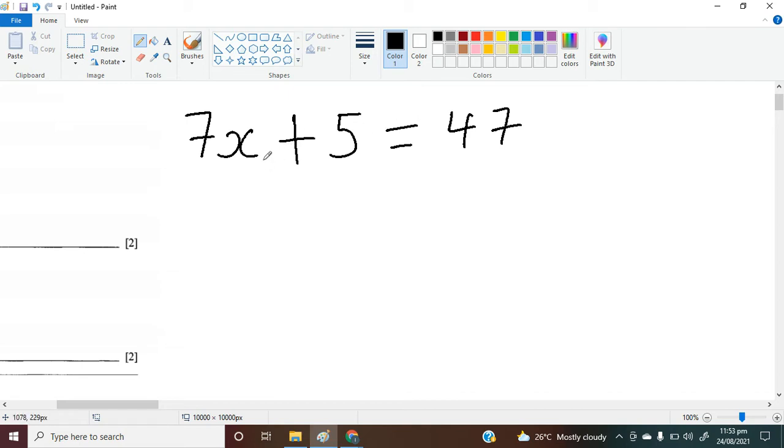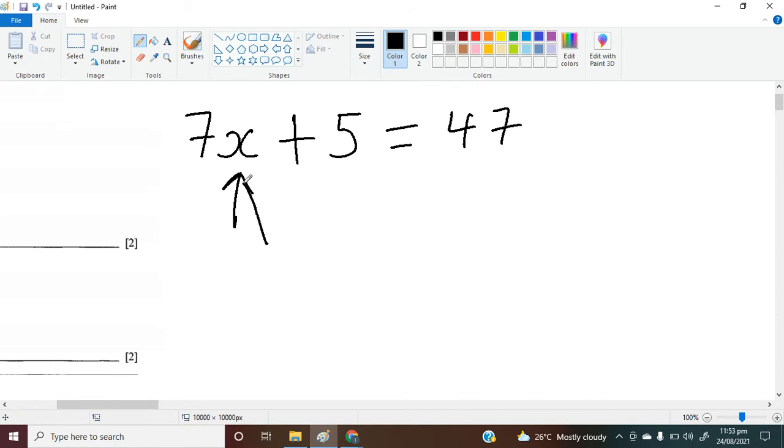Well, in plain English, what this is saying is: give me a number, and we don't know what that number is, so let's call that number x, such that when I multiply that number by 7 and then add 5 to my product, I will get 47. So let me say that again.